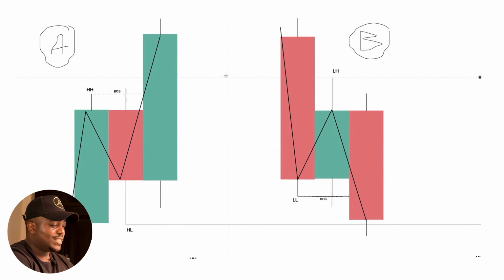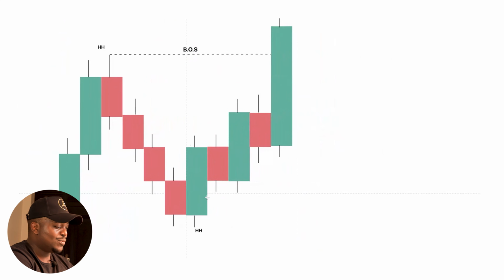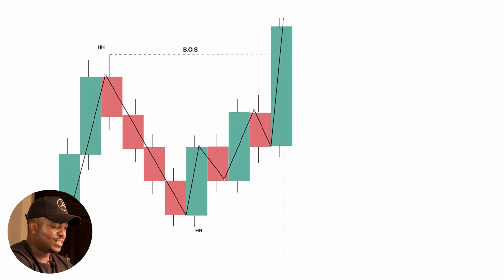So we can go into the second structure. Now this is structure 2. When you put in the line chart, this is how it would look. Price will come up, then come back to the low. Then on this higher low, price will make a lower low, lower high, lower low, lower high. Then price breaks this major structure.